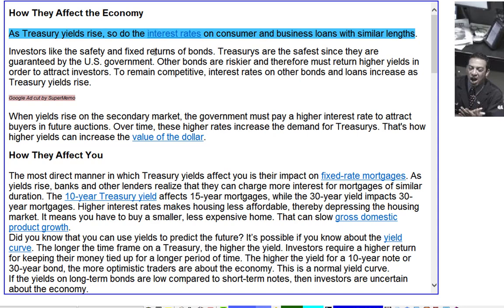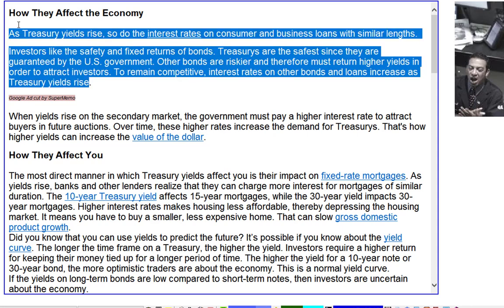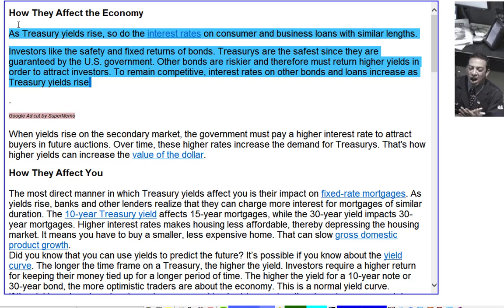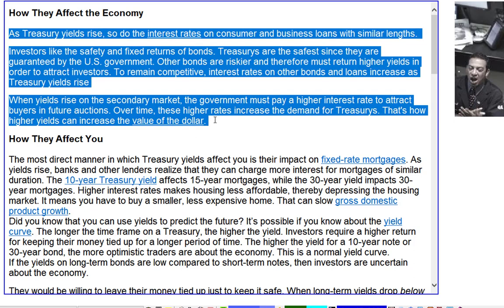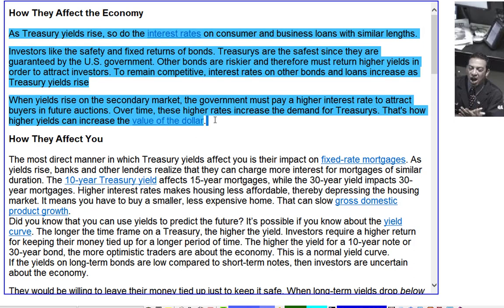In a good article, I'd first explain this and then make a statement. Unless it piques your interest, I think it's more discouraging for someone like me. You read the sentence, you don't know what it says and why. Only a couple more. When yields rise in the bond market, the government must pay a higher interest rate to attract buyers in future auctions. Over time, those higher rates increase the demand for treasuries. That's how higher yields can increase the value of the dollar. Oh boy, more dependencies. That roughly makes sense. In the future, when I read it again, I hope everything will get put together.